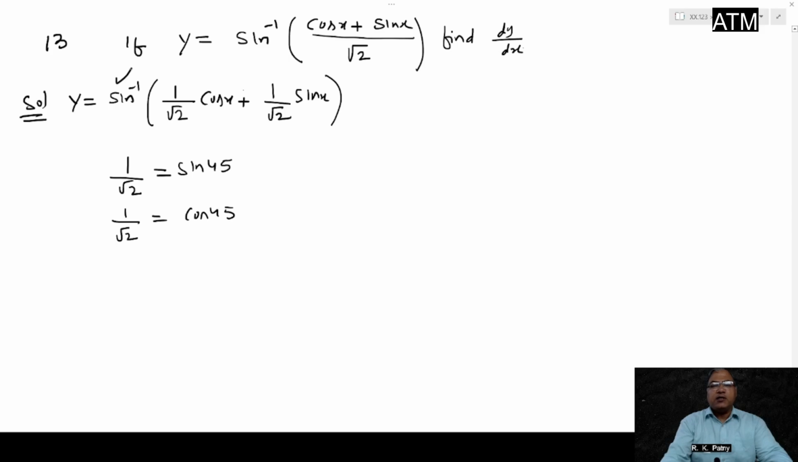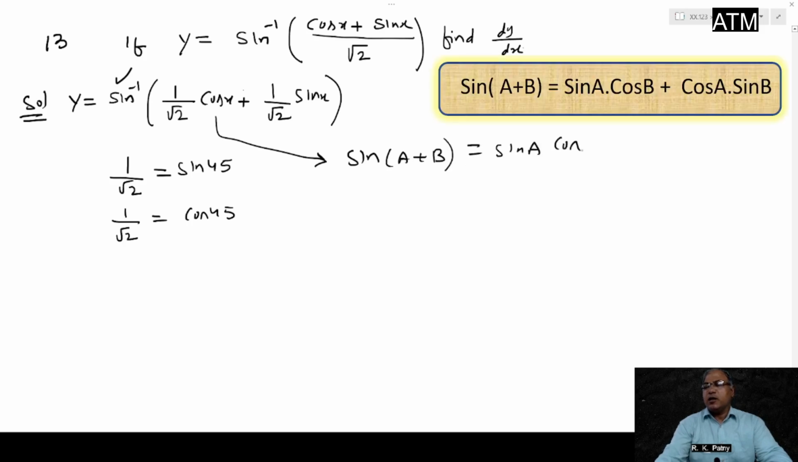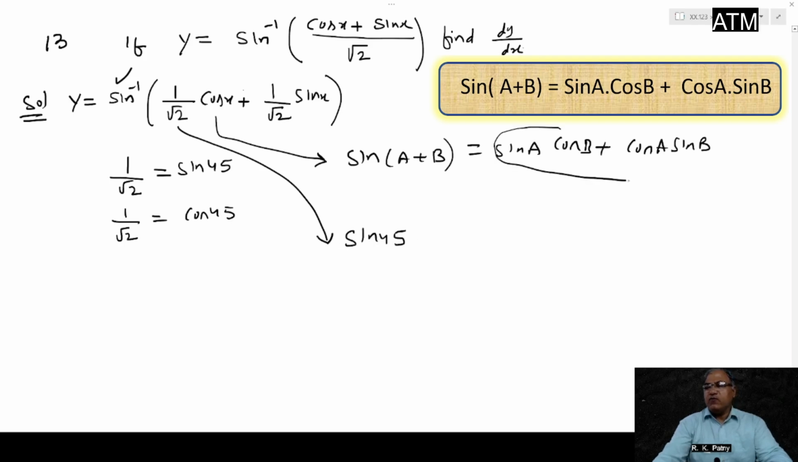Here the outside is a sine inverse. So inside the bracket, we see which formula will be suitable, like sine of (a plus b) equals sine a cos b plus cos a sin b. This is the basic formula of trigonometry. So we see whether we can fit these values in terms of sin a cos b plus cos a sin b. The 1 upon root 2 is there. In place of 1 upon root 2, out of sin 45 and cos 45, we can write sin 45, so that it will fit into this formula. What is this formula? Sin a cos b plus cos a sin b.